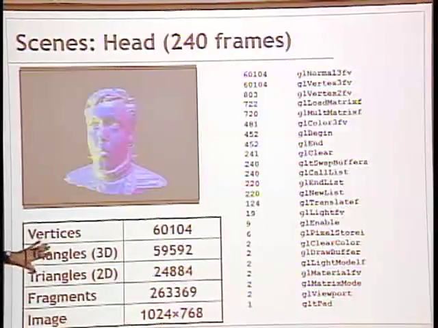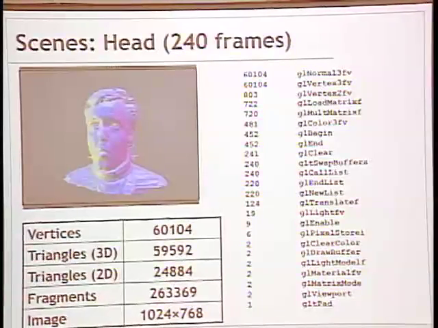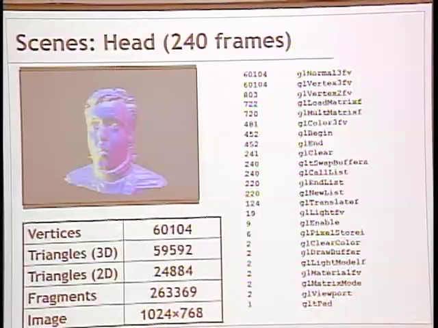Right? So we've got this guy's head, it's all the way around. We appear to be throwing out roughly half the number of triangles between here and here. Okay, so there's probably some culling going on there.